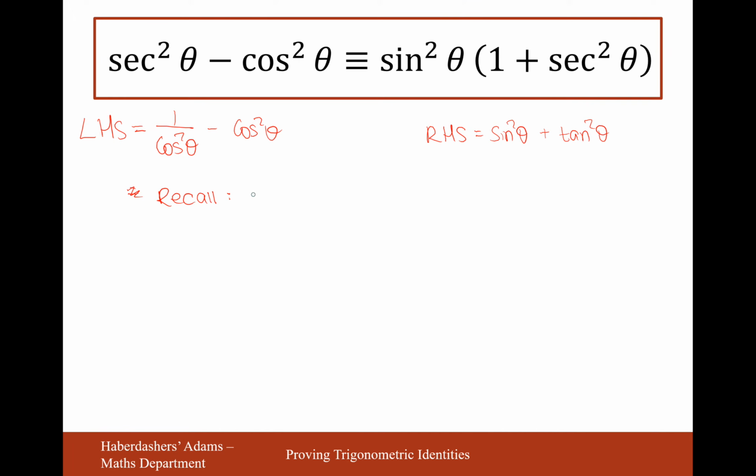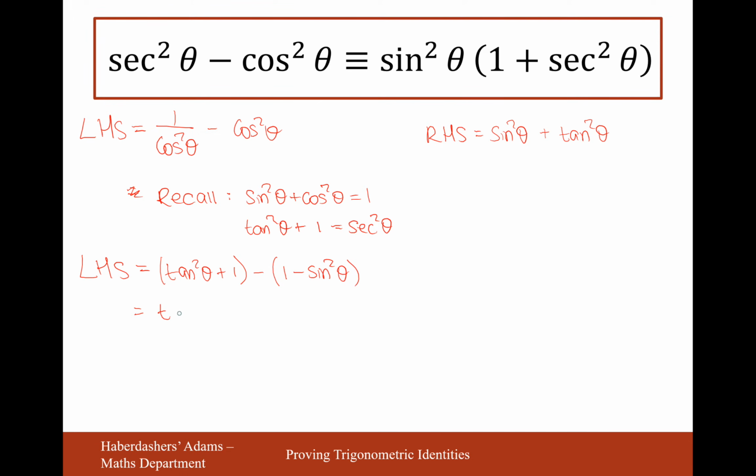So I'll recall that sine squared plus cos squared equals 1. And I'll also recall that tan squared theta plus 1 equals sec squared theta. So what I'll do then on the left hand side is I'll turn sec squared theta into tan squared plus 1, and on the right part of it, the minus cos squared part, if I take the cos squared onto the other side, if I take the sine squared onto the other side, it'd be 1 minus sine squared theta.